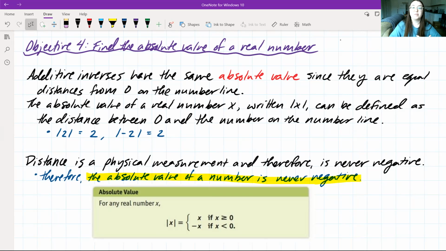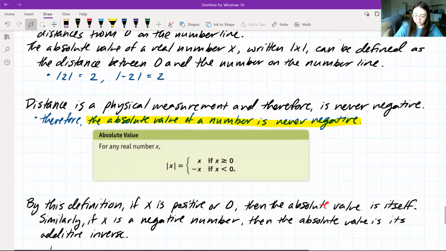The direction itself doesn't really matter. So you can think of absolute value in that way. The direction doesn't matter, whether you're going negative or positive. The core distance you traveled is the same. So therefore, when we calculate absolute values of numbers, they're never going to be negative. Your absolute value is never negative, unless, of course, there's a negative outside of your absolute value, then it can be negative. But we will show an example of that in a moment.